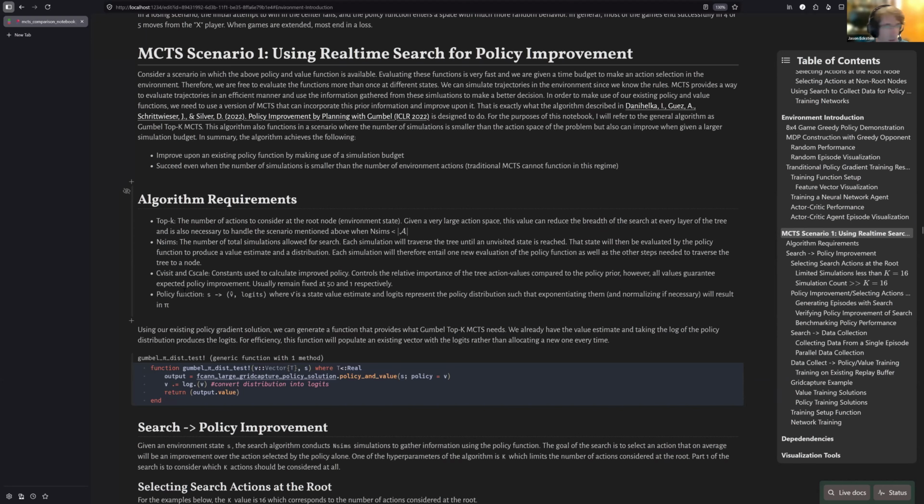And then, of course, we also have to provide it with a policy function. In the case of the tree search, this is a function that's going to provide a value estimate and also logits. You can calculate the logits by just taking the log of the policy function, and you can also exponentiate them to get back to the probability distribution.